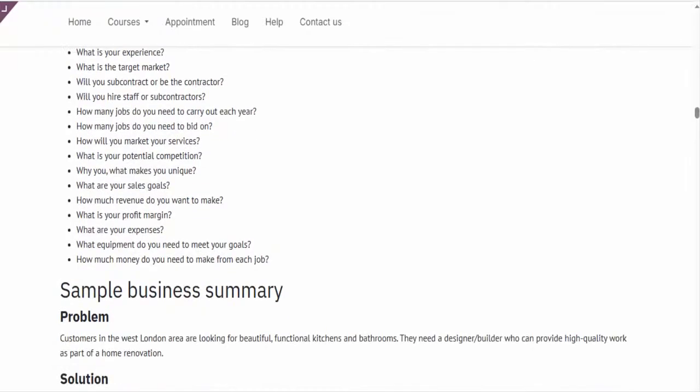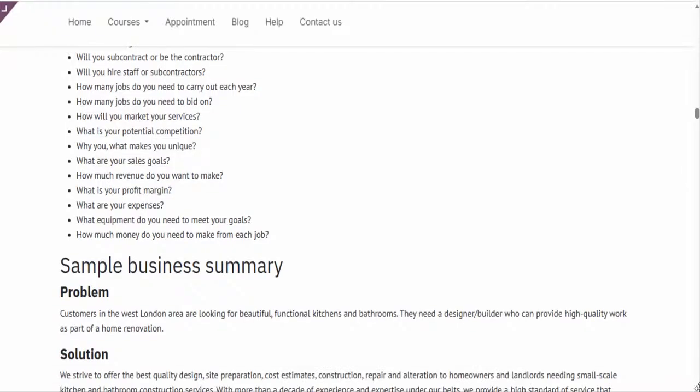What is your potential competition? Why you? What makes you unique? What are your sales goals? How much revenue do you want to make? What is your profit margin? What are your expenses? What equipment do you need to meet your goals? How much money do you need to make from each job?